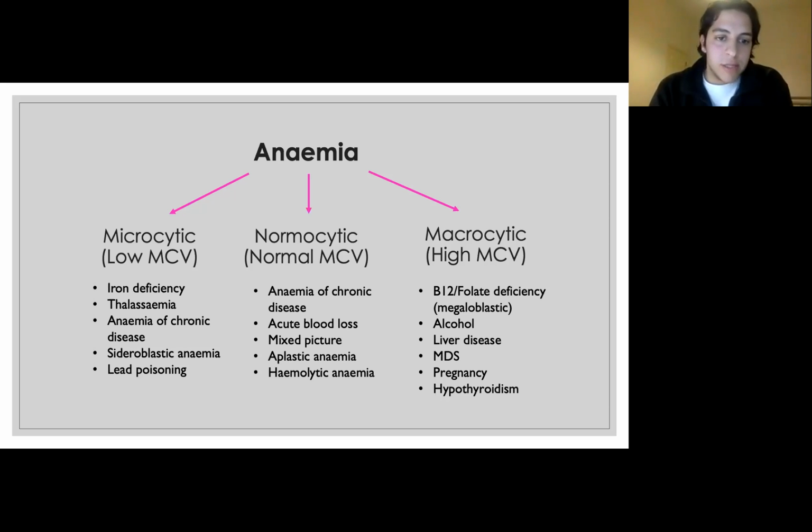Normocytic anemia includes anemia of chronic disease, acute blood loss, a mixed picture of microcytic and macrocytic, aplastic anemias and hemolytic anemias. And then macrocytic, the most common of which is B12 and folate deficiency. These are megaloblastic anemias, meaning that the red blood cells are really big in size. Other causes: alcohol, liver disease, myelodysplastic syndrome, pregnancy, and hypothyroidism. So take the time to learn these and make sure that you have them down.